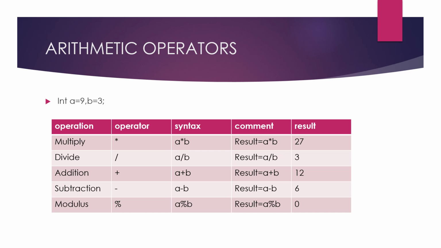We have declared a variable a which is of integer type, and we have assigned the value 9 to it, and variable b has been assigned 3. Depending on these values we will perform the arithmetic operations. We multiply, 9 into 3 we get 27, we divide we get 3, when we add we get 12, when we subtract we get 6, and modulus is nothing but the remainder of our expression. When we do that we get 0.